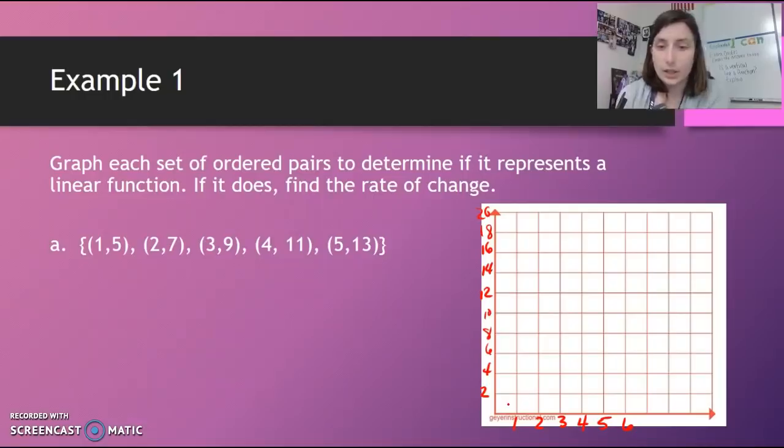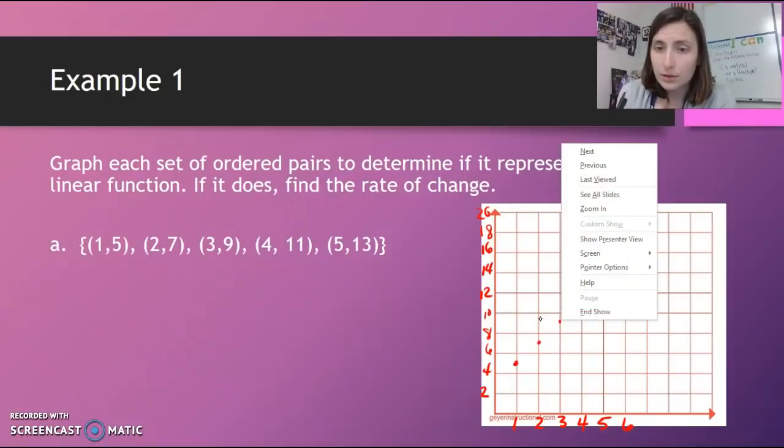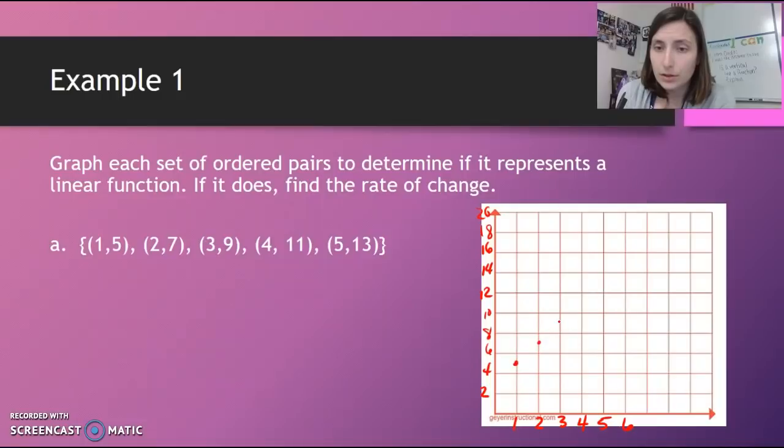Alright, so I know that when I'm at 1, I am at 5, which is halfway between 4 and 6. And 2 is at 7, so that's halfway between 6 and 8. And 3 is at 9. Give me a point. There we go. 4 is at 11, so halfway between 10 and 12, and 5 is at 13. And so again, I can draw, okay, close enough for me. I don't have the ability to put a straight edge down.